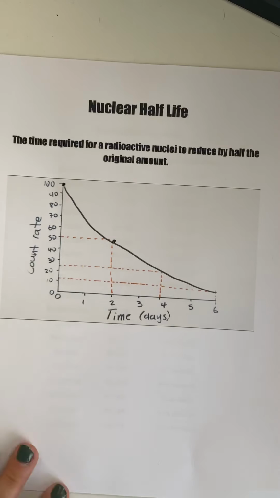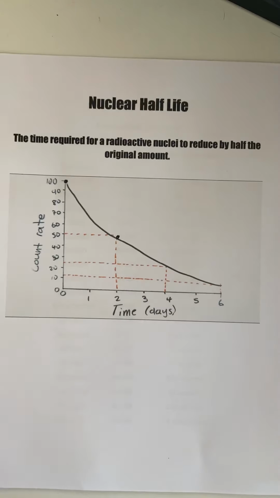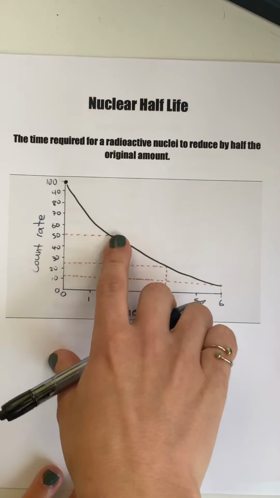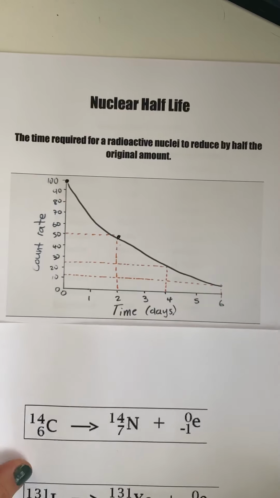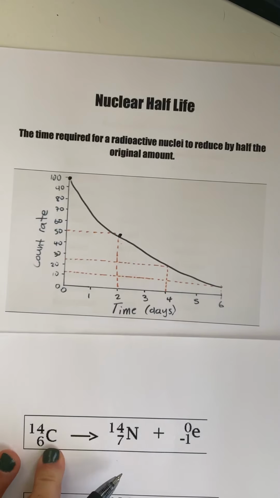lost in the reaction. Now, when I say it's lost, it doesn't disappear, because we know that nothing can be created or destroyed. It just then turns into its accompanying product. So let's say it went through alpha or beta decay. Let me pull up an example from last week. Let's say we have carbon 14 undergoing beta decay.